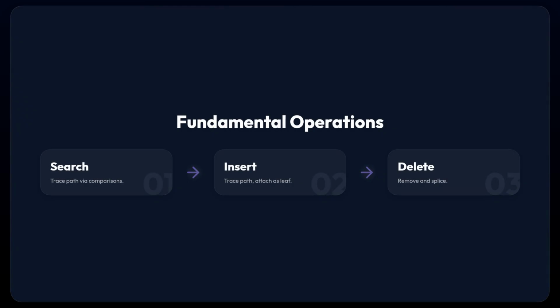We perform three main actions on this structure. First is search, which traces a path from root to target. Second is insertion, which also traces a path but always attaches the new data as a leaf node. Third is deletion, which is the most complex. If you remove a node that has two children, you cannot just leave a hole. You must find a replacement, usually the immediate successor, to fill the gap and preserve the sort order.